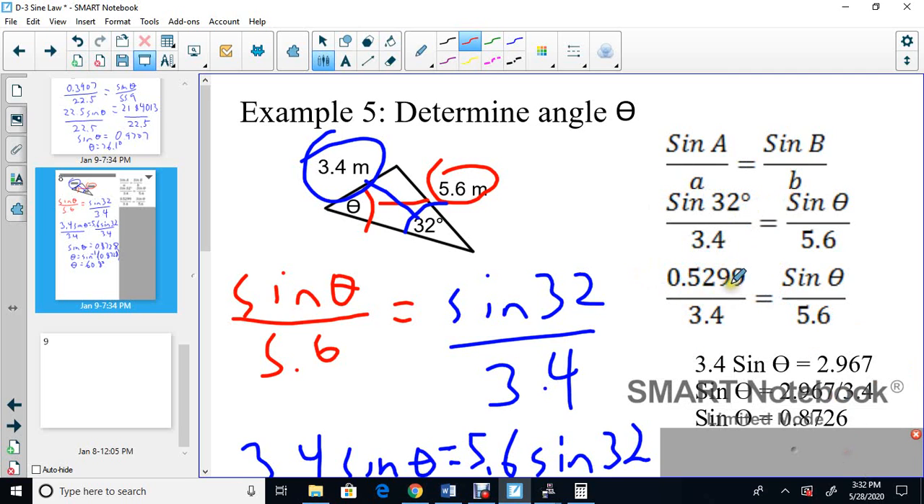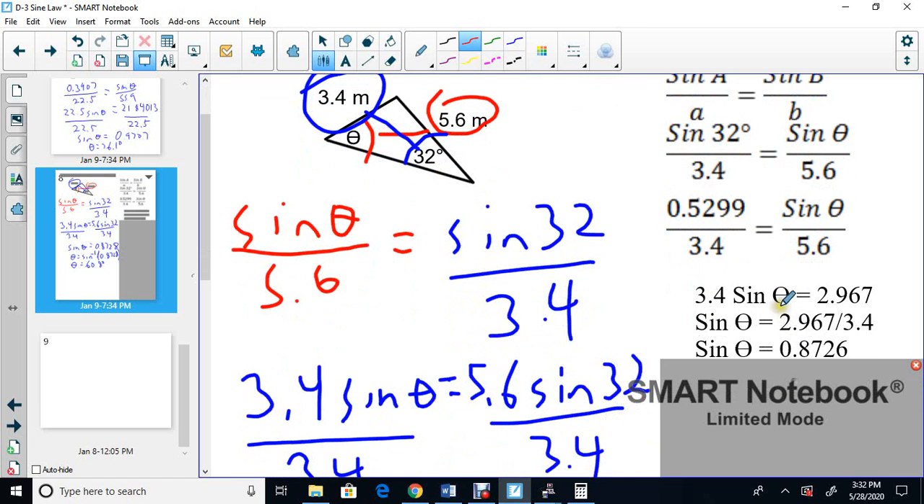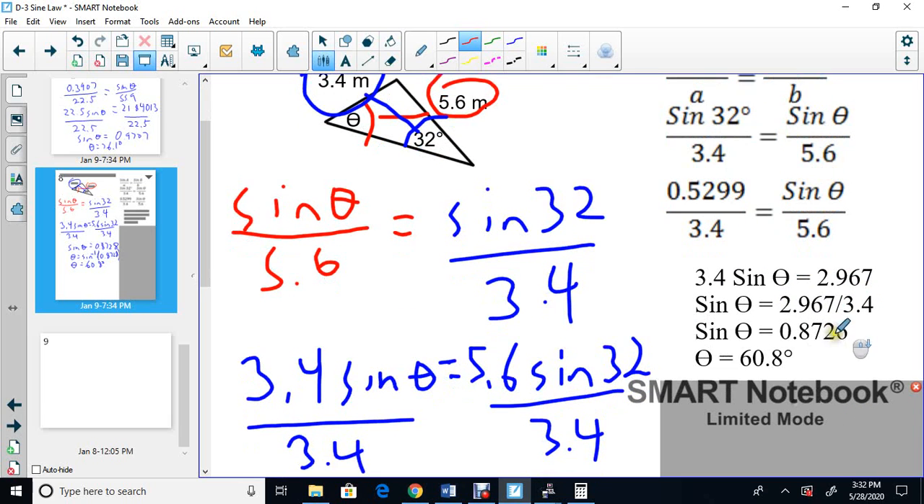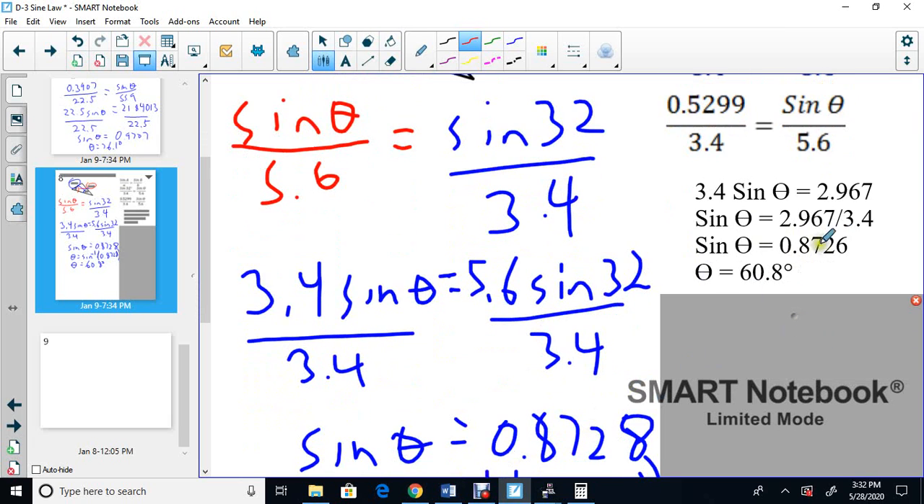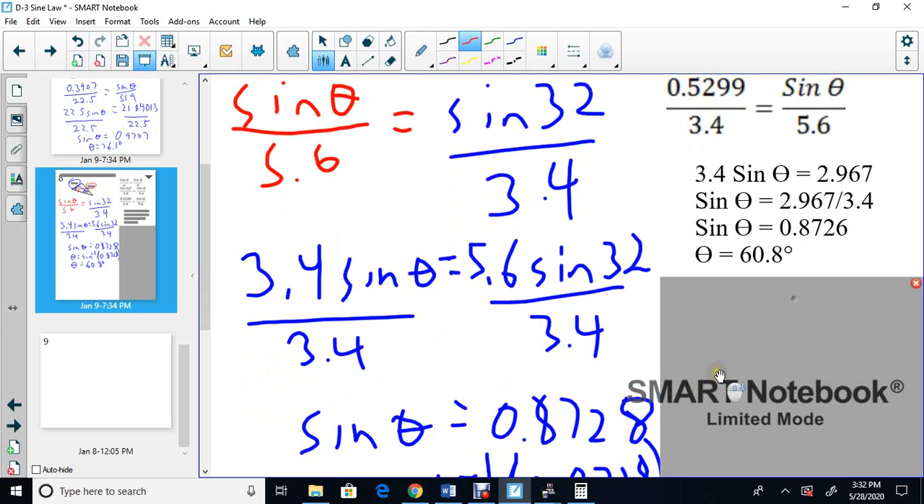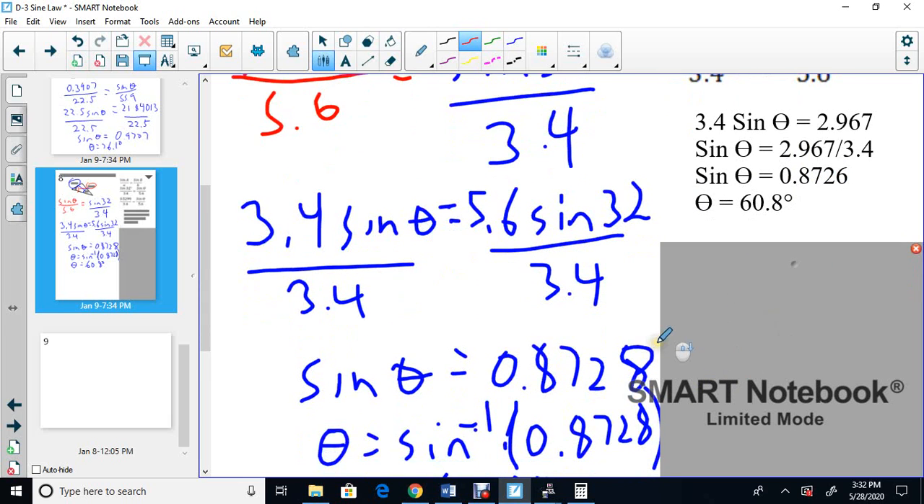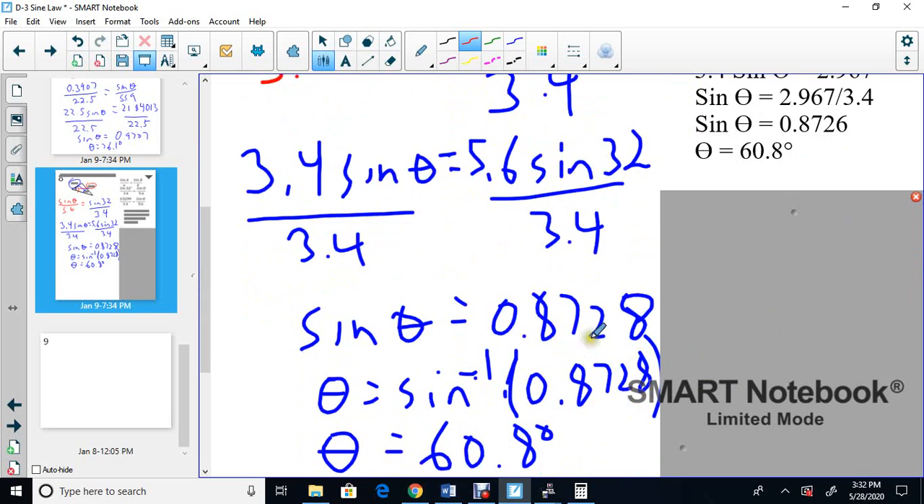Then I cross multiplied, so 3.4 sine of theta, and I multiplied these two numbers, and that's where I got the 2.96. I divided both sides by what's in front, the 3.4, and I get 0.8726. Then at the end, I get 60.8 degrees, the same answer, 60.8 degrees.